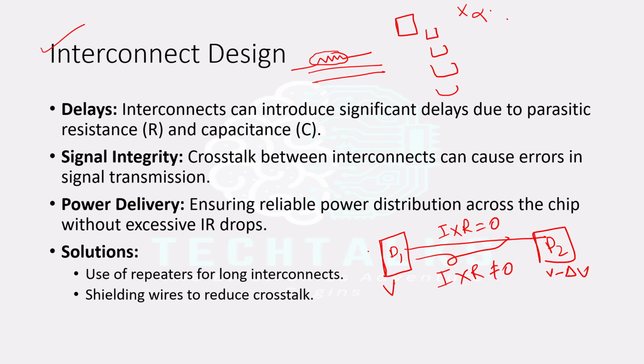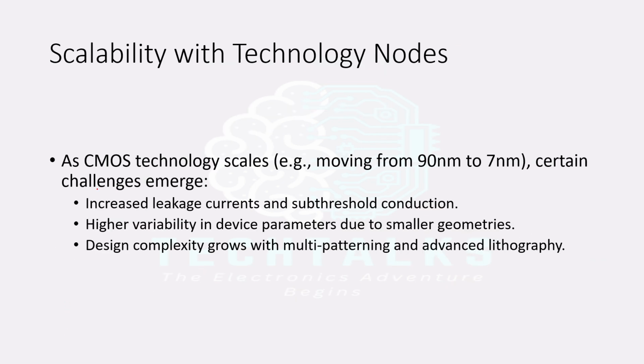So as the interconnect distance increases, this delta V increases, which might push the voltage received here to an unknown or undesired value. Coming to solutions, if you are maintaining a large interconnect, it is better to use a repeater in order to eliminate these kinds of issues, and shielding wires to reduce crosstalk. Like if you have two wires, you know that this might lead to crosstalk, you can shield them with a dielectric or any kind of shielding method you can use.